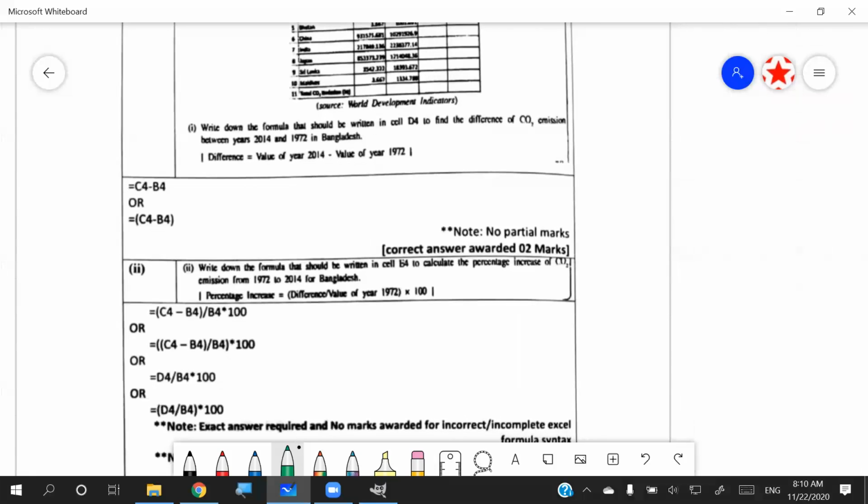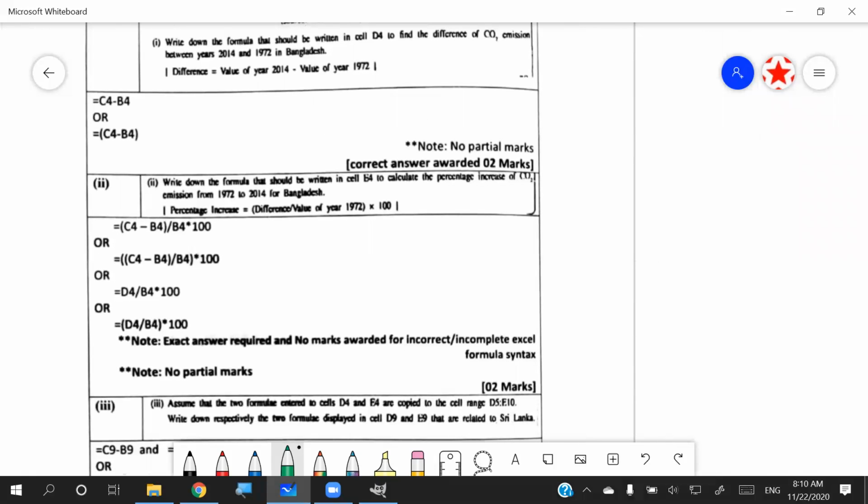And second one is asking, write down the formula that should be written in cell B4 to calculate the percentage increase of CO2 emission from 1972 to 2014 for Bangladesh. Percentage increase equals difference divided by value of the year 1972 into 100. So you know what the difference is, right? So it is saying C4 minus B4 divided by B4 into 100.